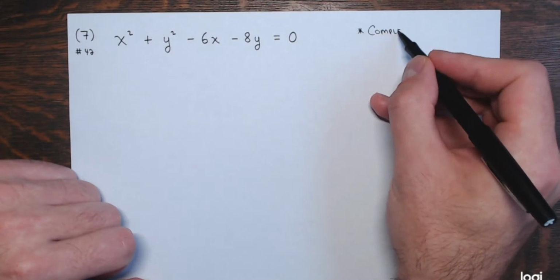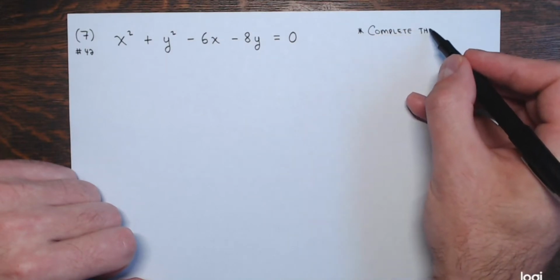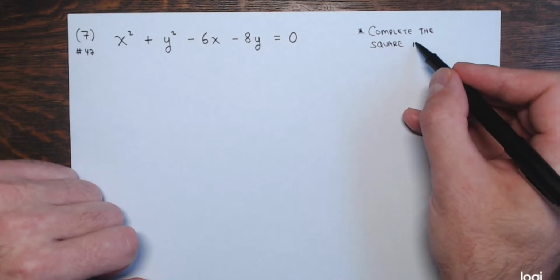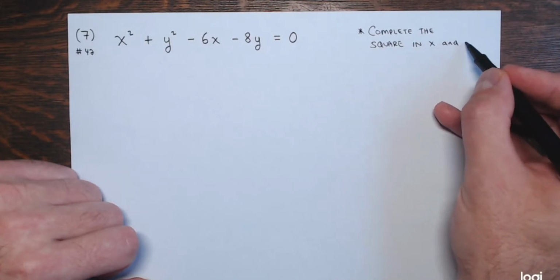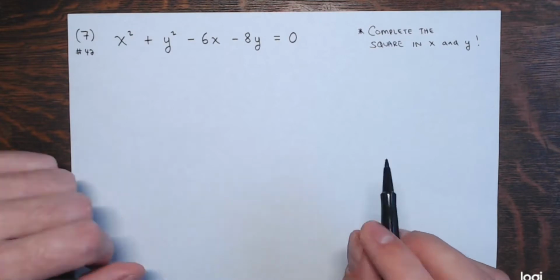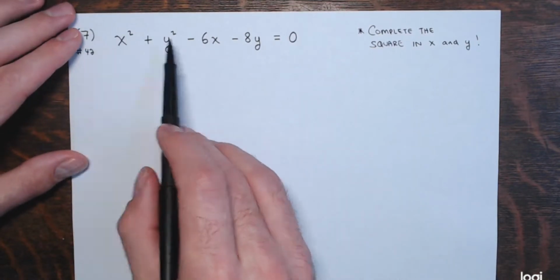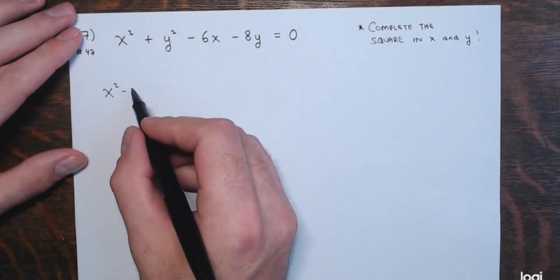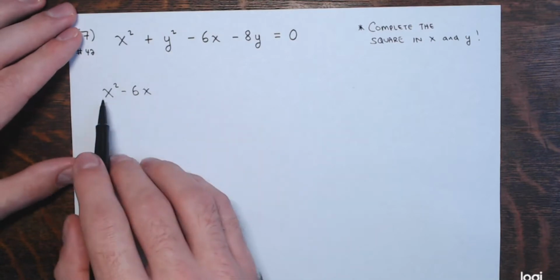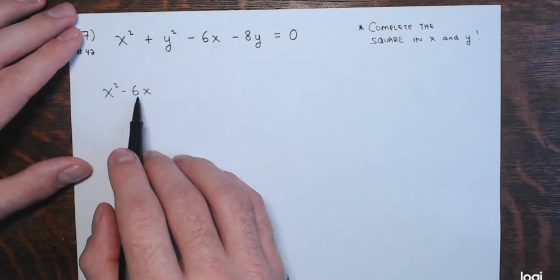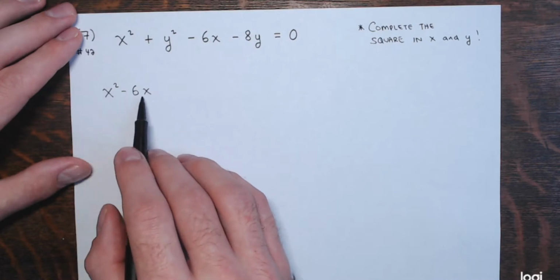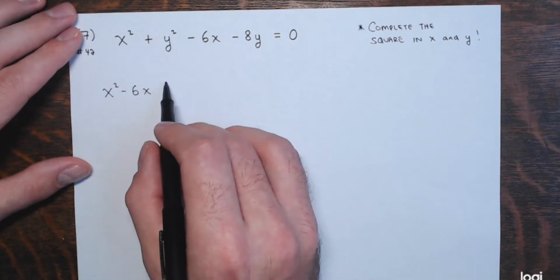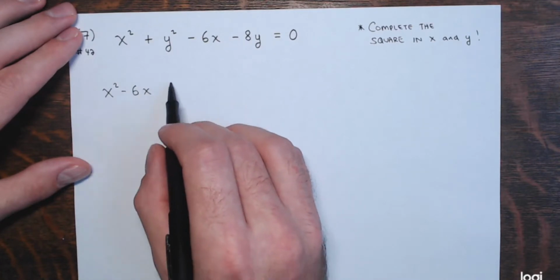For something like this, we're going to complete the square in x and y. We're going to complete the square twice. So watch what I mean. First I'll gather the x terms together. We have x squared minus 6x, a quadratic term with a coefficient of 1 and a linear term. So I can complete the square on this expression here. We'll do that in a second. I'm going to leave a little space, because we're going to add some number to complete the square.